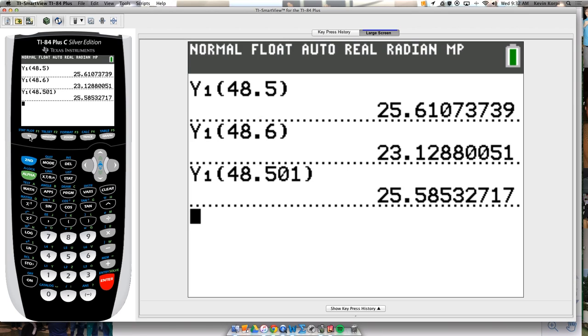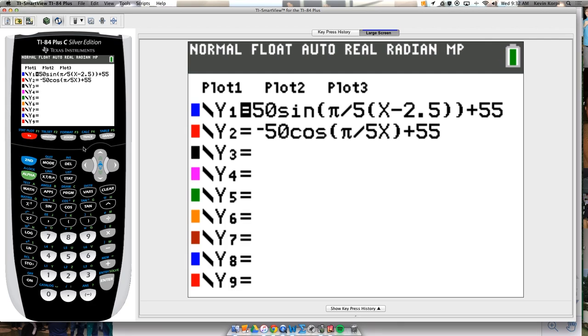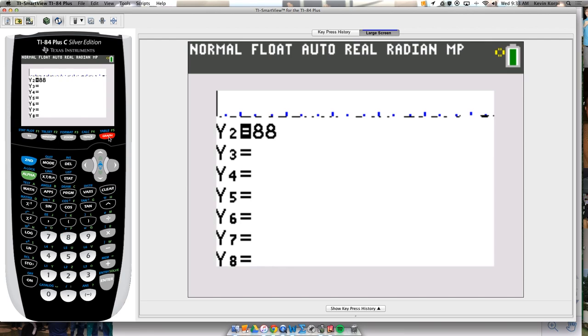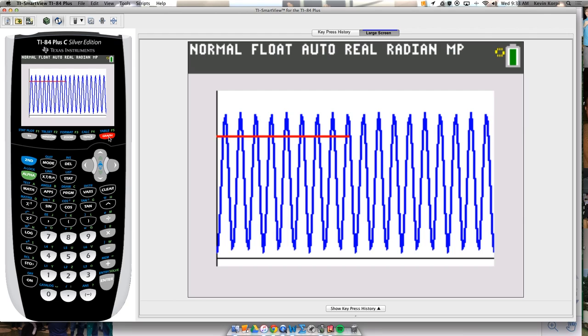You can graph it. This is where the graph is helpful. If you actually graph the other y value, you now get a visual. So this is where the graph is helpful. You got a nice visual. Every time the blue graph intersects the red graph, the rider is at 88 feet above ground.